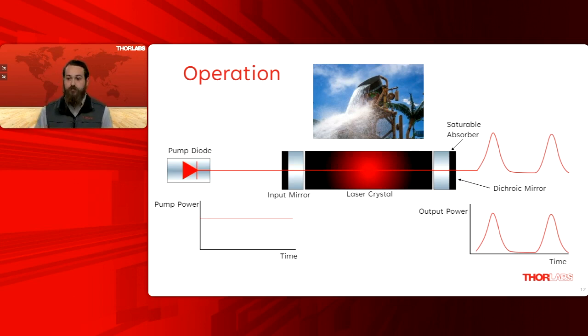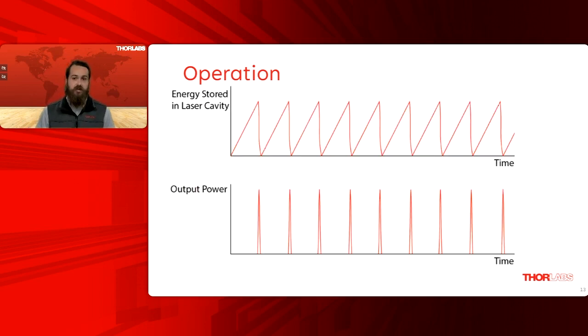So when you're talking about Q-switched lasers, you'll commonly see graphs like this. The energy stored in the laser cavity is linearly increasing as long as the pump is on, and then all the power comes out at once when we open up that window. So we get that sawtooth wave up top, and then in our output power, you only get a narrow spike when the energy is released. And that's what allows for such short pulse widths out of a Q-switched laser.